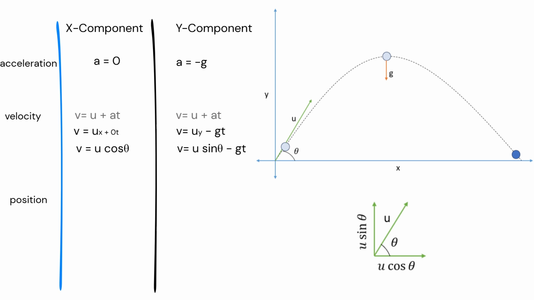Lastly, let's find the position of the projectile with respect to time. From the last SUVAT equation, we know that s equals ut plus 1/2 at squared. Substituting this for both the x and y coordinates, we obtain for the x coordinate, x equals u cosine theta into t. For the y coordinate, y equals u sine theta into t minus 1/2 gt squared.